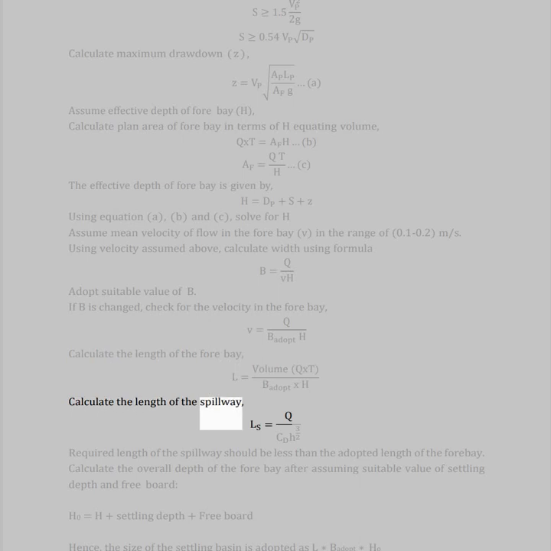Calculate the length of the spillway, L equals Q / (Cd H^1.5). The required length of the spillway should be less than the adopted length of the forebay. Calculate the overall depth of the forebay after assuming suitable values of settling depth and freeboard: Ho equals H plus settling depth plus freeboard. Hence, the size of the settling basin is adopted as L times B times Ho. Draw the figure of the forebay and mention the design dimensions.